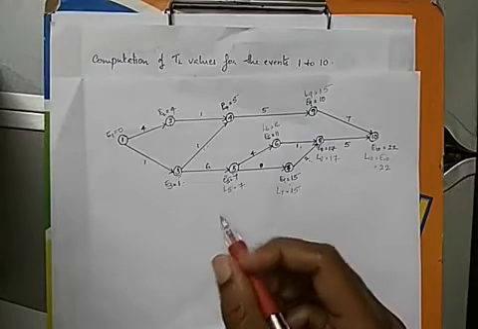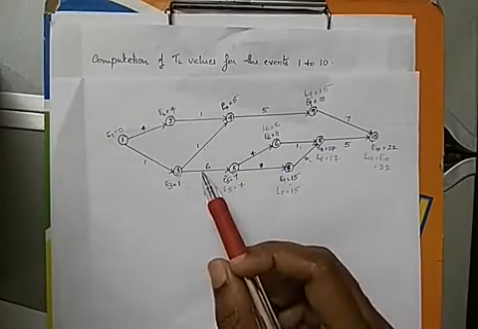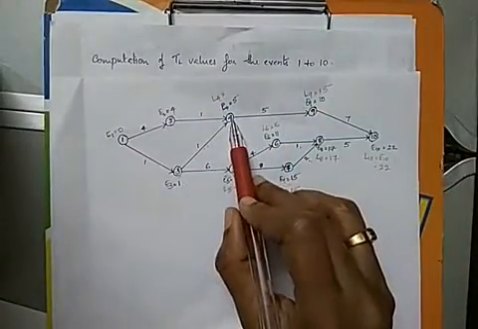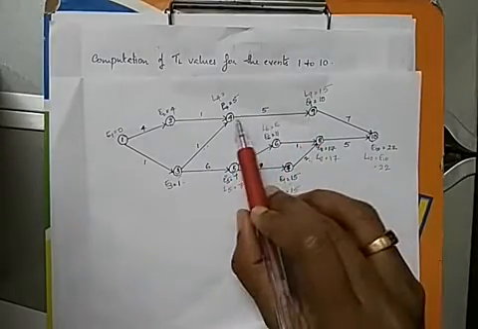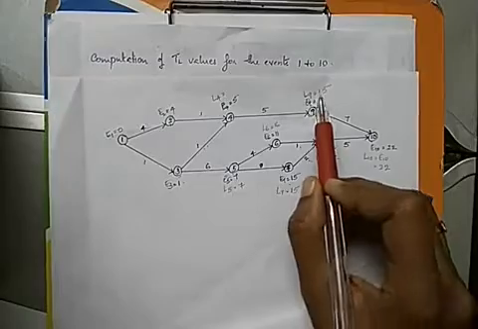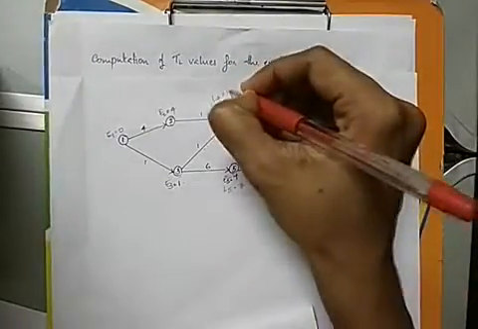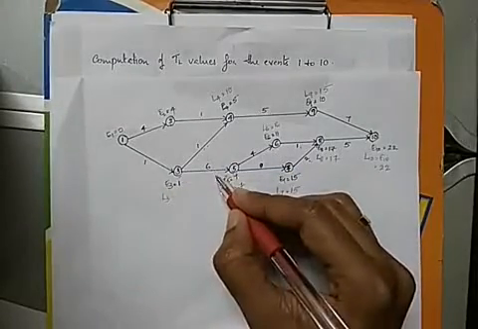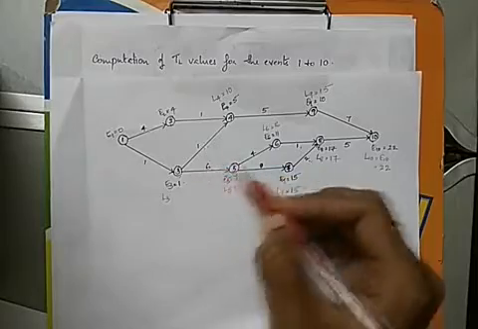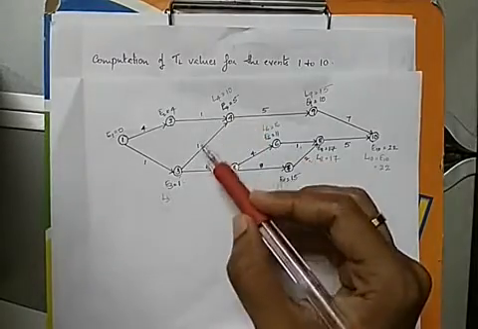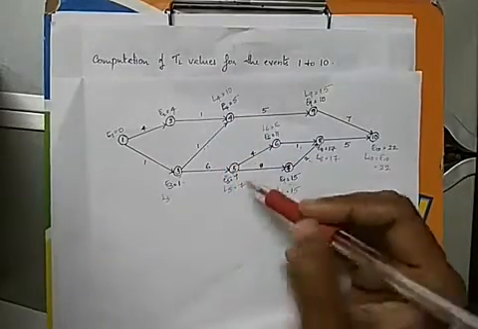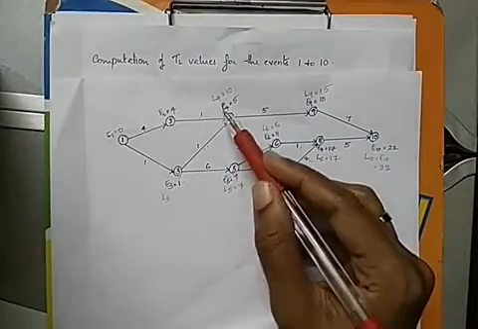In this way we have to find the L values for the rest of the events. To find L4, you have only one activity from 4 and that ends at event 9. So L9 minus 5, 15 minus 5, we get 10. So L4 equals 10. In the case of 3, we have two paths, so we take the minimum of L4 minus 1 and L5 minus 6. L4 is 10, so 10 minus 1 is 9, and 7 minus 6 is 1. The minimum of 9 and 1 is 1.